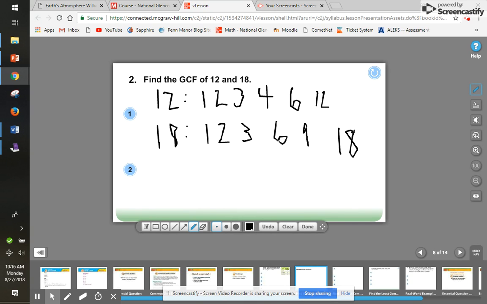Now, we compare the similarities, 1 and 1. Those are the same. 2 and 2. The same. 3 and 3. We have a lot of common factors. Not 4, but 6 and 6. Right? 12, 18, and 9 all stand by themselves. So the answer to this, find the greatest common factor of 12 and 18, would be 6.